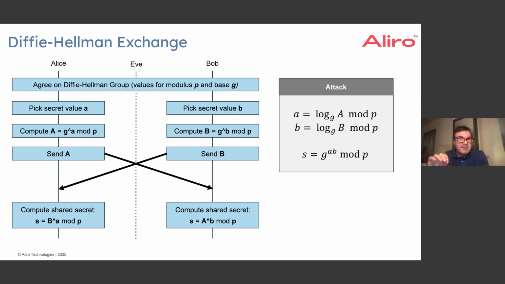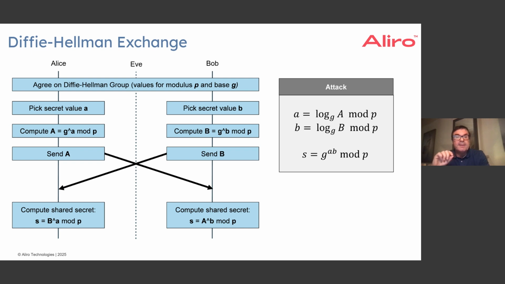From those observed values, Eve could hypothetically reverse engineer the secret values, lowercase a and lowercase b, and thereby the shared secret S. And how she would do that is shown in the gray box on the right. Now, the problem for Eve is that doing this reverse engineering involves computing what is known as a modular logarithm. This is the inverse of a modular exponentiation. And computing a modular logarithm is computationally infeasible on a classical computer.